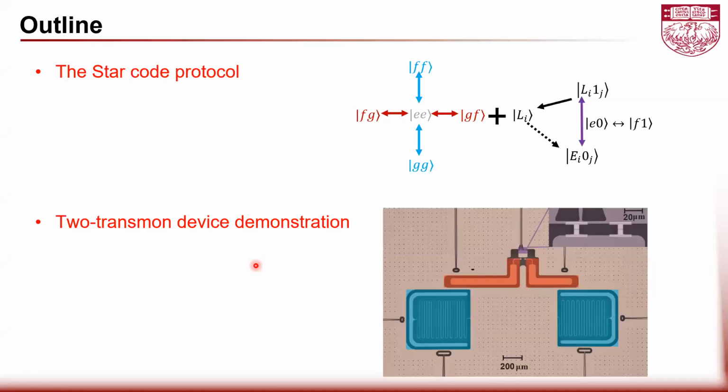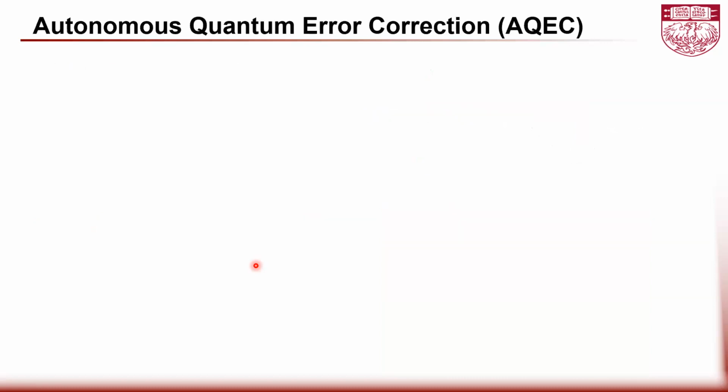Okay, so this is the outline of my talk today. First, I will introduce the AQEC protocol we proposed and realized, the star code. And second, I will show the two transmon device demonstration with the star code. So as a beginning, what is autonomous quantum error correction?